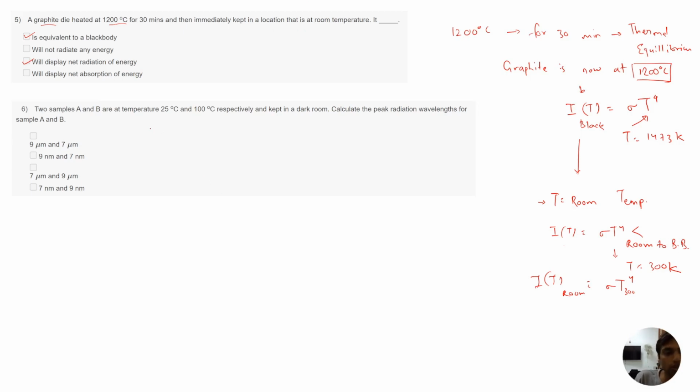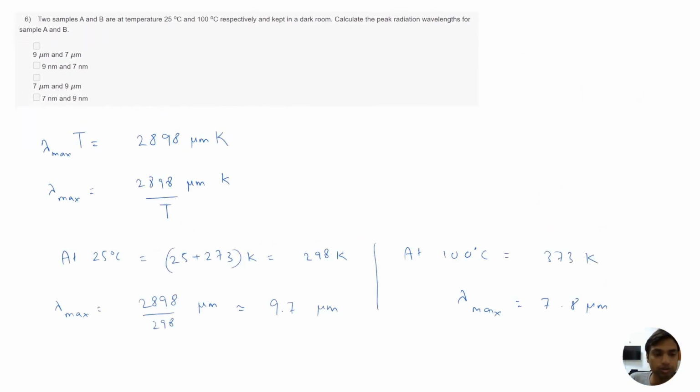Okay, now this question: two samples A and B are at temperature 25 degrees Celsius and 100 degrees Celsius, and they are kept in a dark room. So what is the peak radiation wavelength? What is the formula that you should use? That is Wien's displacement law: lambda max T is equal to 2898 micrometer Kelvin. If you solve for that, at 25 degrees Celsius you get around 9 micrometer, and at 100 degrees Celsius around 7 micrometer. So it is 9 micrometer and 7 micrometer respectively.